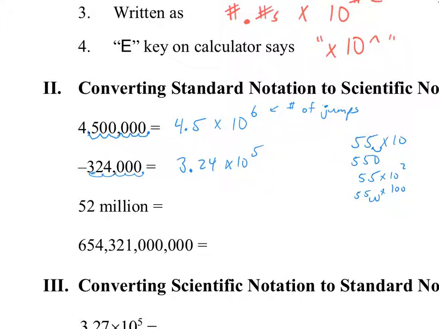Good question, Elise. 52 million. Oh boy. It might be helpful to say 52 and then write your millions out here. And that is 5.2 times 10. And how many places did we go? 7. To the 7th. So it's 7 places: 1, 2, 3, 4, 5, 6, 7. Okay. You always have a single digit in the ones place. Okay. How about this big number here?